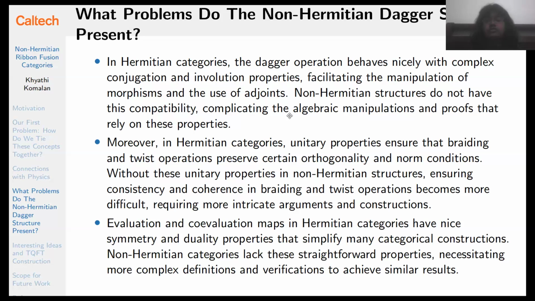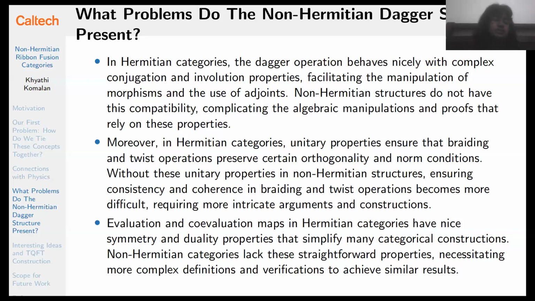So in Hermitian categories, the evaluation and co-evaluation morphisms have more symmetry and duality properties, and this basically simplifies the categorical framework in a sense, in how you can work with it categorically. However, in non-Hermitian categories, this is basically useless, and you don't have these straightforward properties, and you'll need more complex definitions and verifications to achieve the same things that you want.